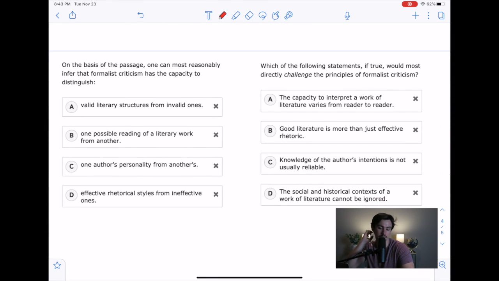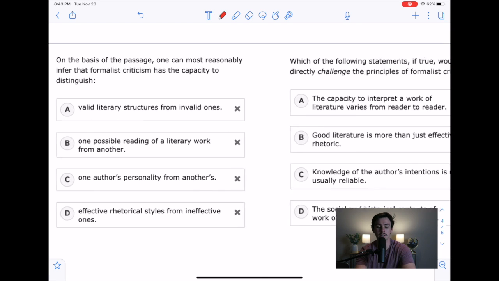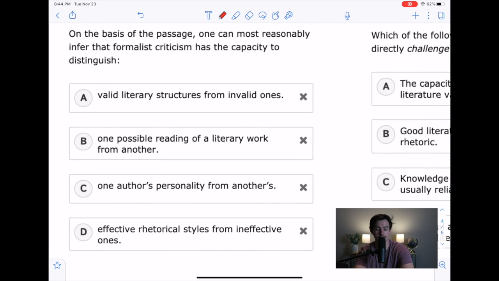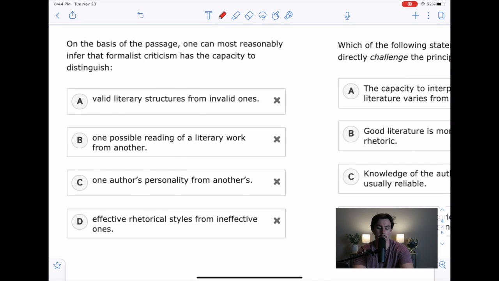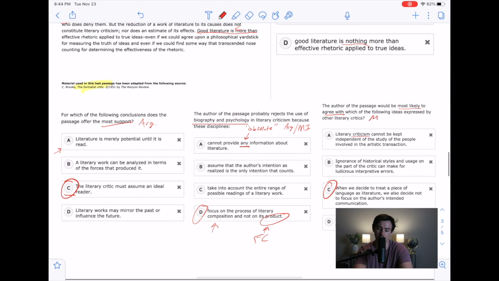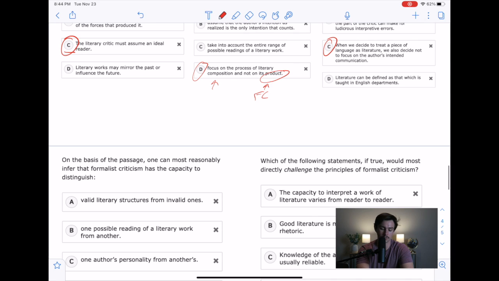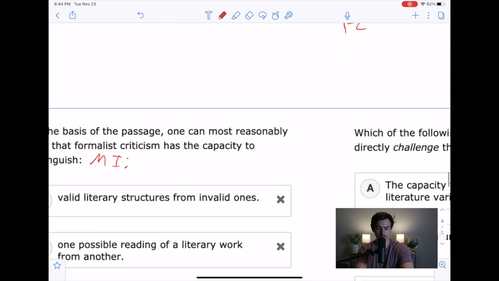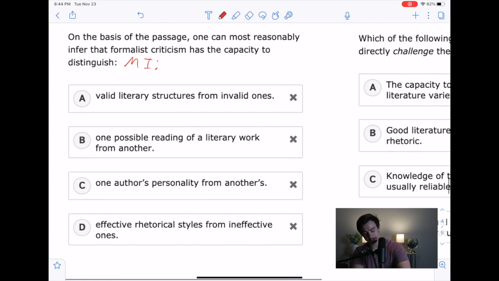It says, on the basis of the passage, one can most reasonably infer that formless criticism has the capacity to distinguish what? A says valid literary structures from invalid ones. Sorry, this one's a main idea question. I keep forgetting that. This one's going to be a main idea question as well, because this is pretty much saying, what does the formless critic do? And so, what my main idea is telling you. So, A, valid literary structures from invalid ones. Well, that sounds pretty cut and dry, emotionless. That's the work. So I'd say, yeah, maybe A.